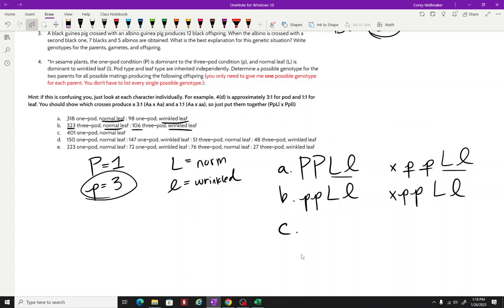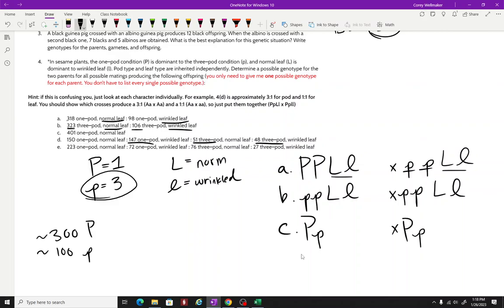One trait at a time. 151 pod, 151 pod. That's about 300 1 pod. 53 pod, 53 pod. So approximately 100 3-pod. It's just a 3-to-1. Right, so this is the dominant. This is the recessive. So to get my 3-to-1, it's heterozygous crossed with the heterozygous.